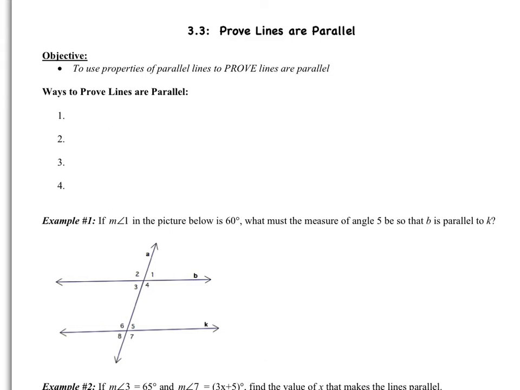So there's 4 different ways to prove that lines are parallel. Way number 1 is to show that corresponding angles are congruent. And that's a property that we learned before. If lines are parallel, the corresponding angles are congruent. This time, if the corresponding angles are congruent, that means the lines are parallel. So it's just the converse.